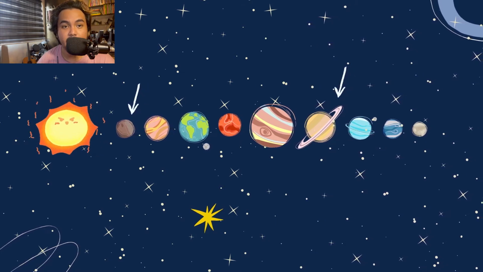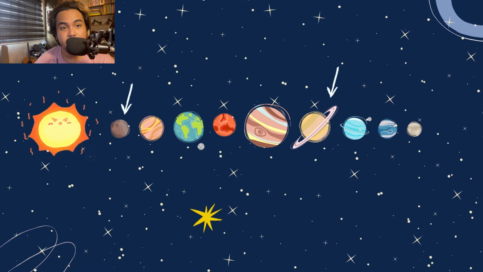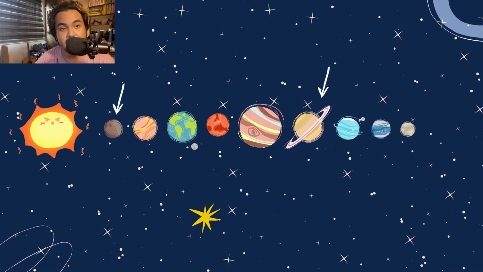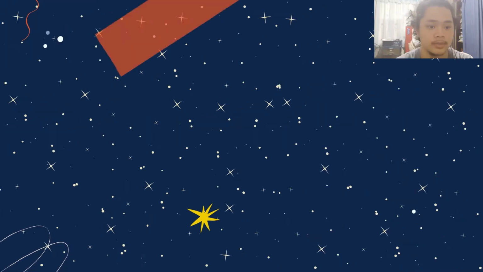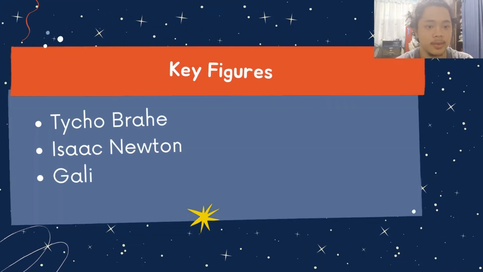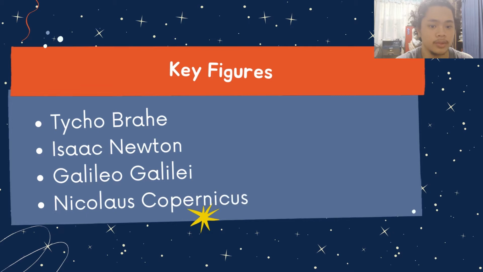So now I will call on Mr. Castro to discuss who the key figures were in helping this revolution. These are the scientists who contributed to the revolution.